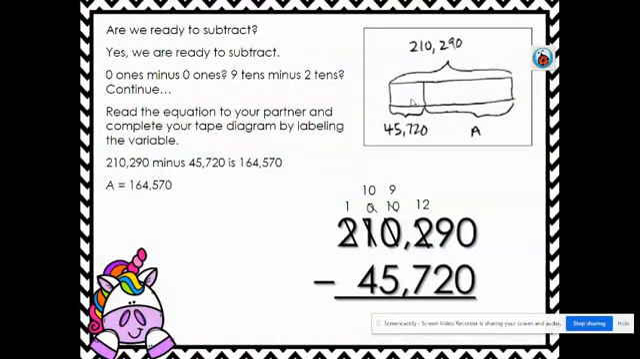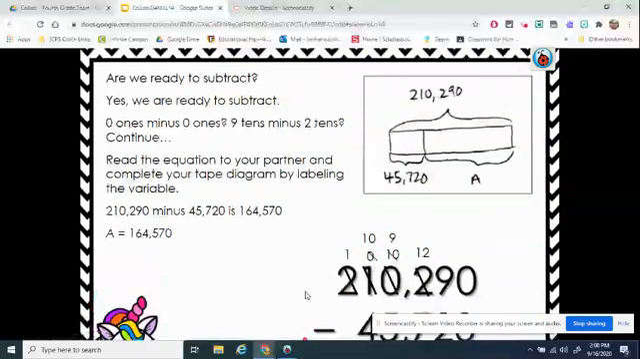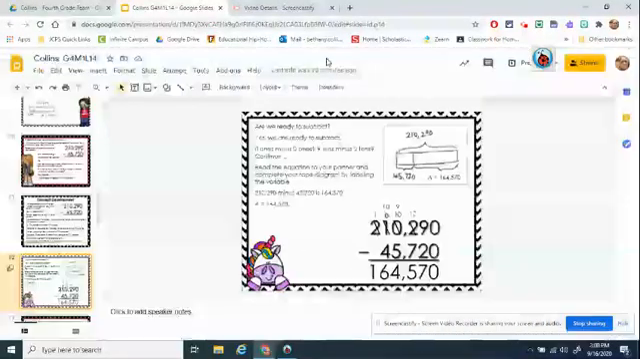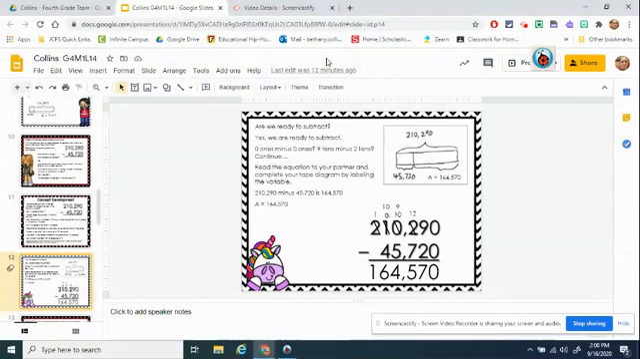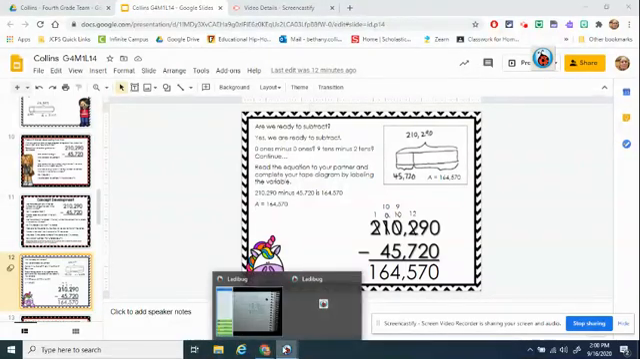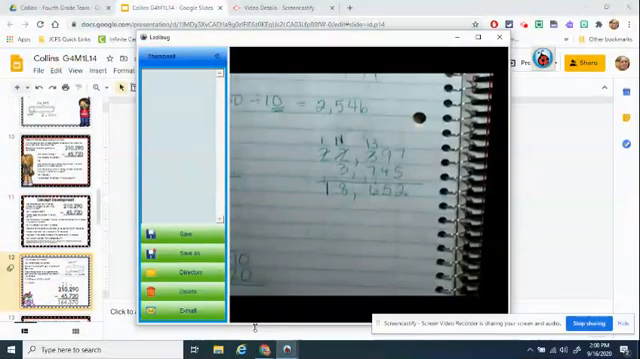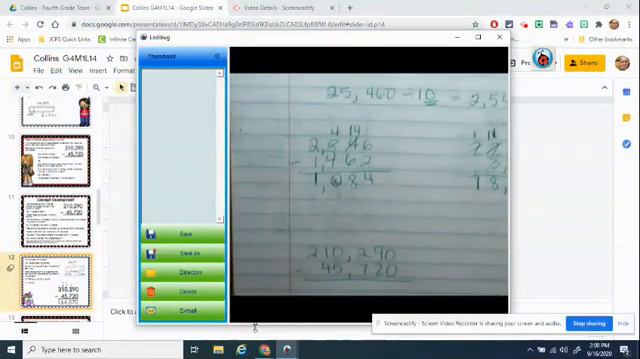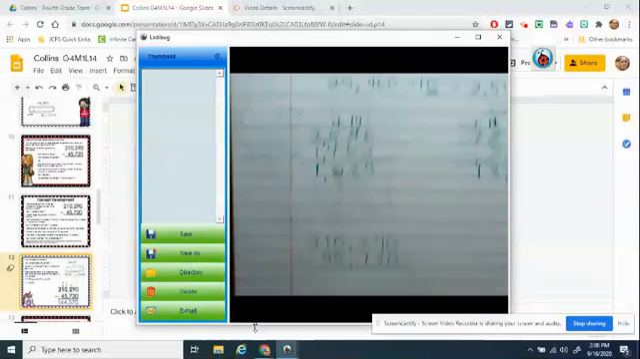So this one is a little bit more tricky. Okay, so I'm going to go back to my document camera. And I'm writing down 210,290 minus 45,720. All right, let's go to the ladybug. All right, move this here. And down a little bit.